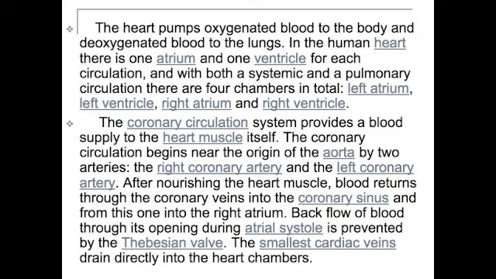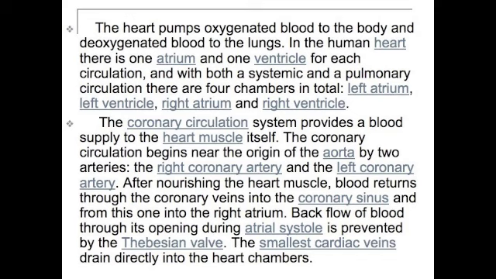The heart pumps oxygenated blood to the body and deoxygenated blood to the lungs. In the human heart, there is one atrium and one ventricle for each circulation, and with both systemic and pulmonary circulation, there are 4 chambers in total. The chambers are called the left atrium, the left ventricle, the right atrium, and the right ventricle.